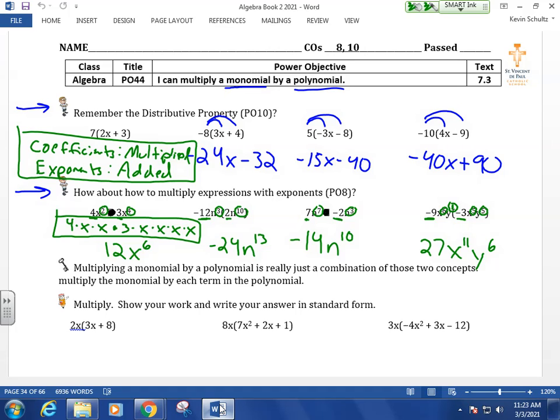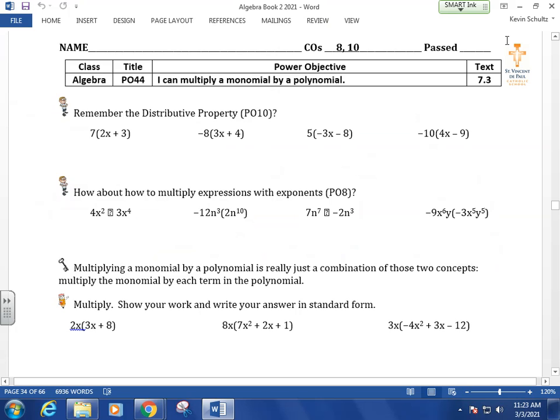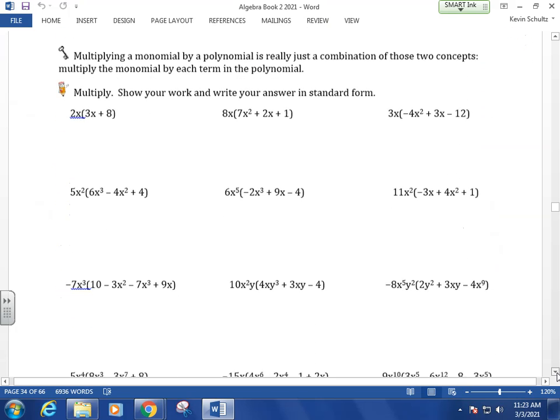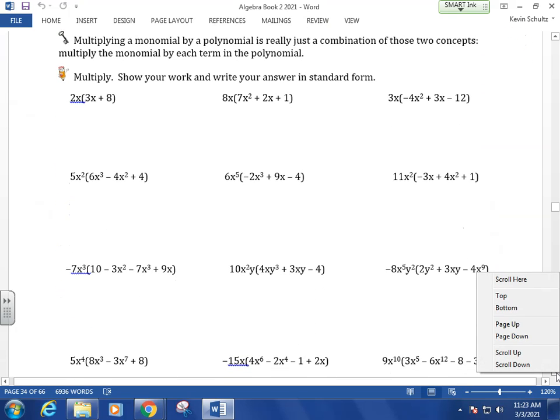So if you are working ahead, maybe slow back a little bit so that you don't do more than you need to necessarily. Okay. But the homework here is essentially the combination of PO10 and PO8 because we're distributing into parentheses exponent expressions. And this is the work I want you to show. 7th grade really whined about it. I'm sure that you will not, right?